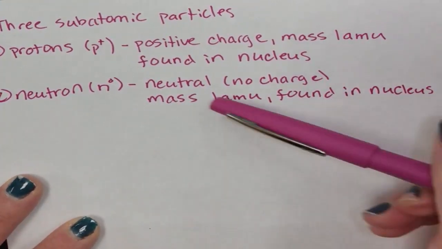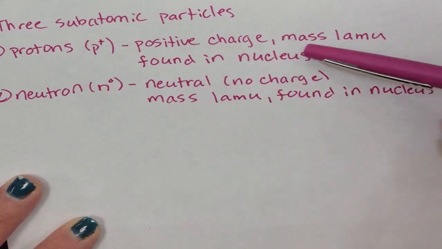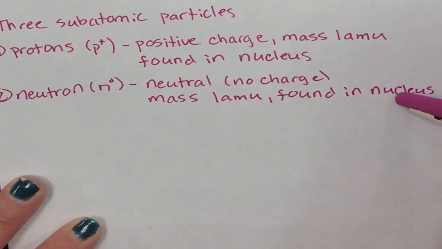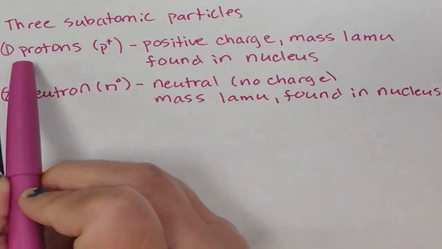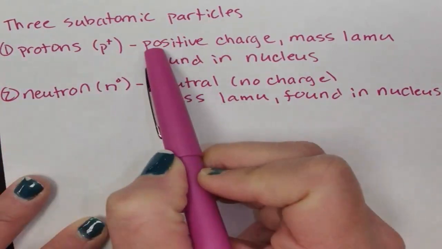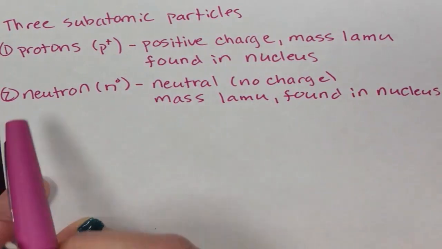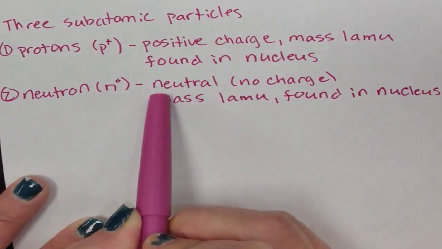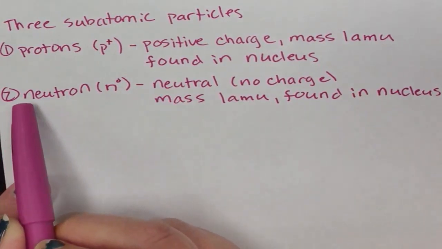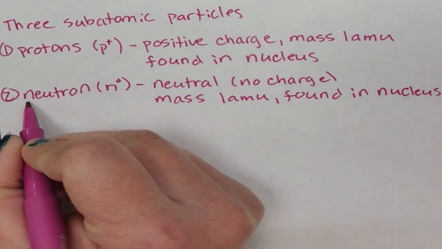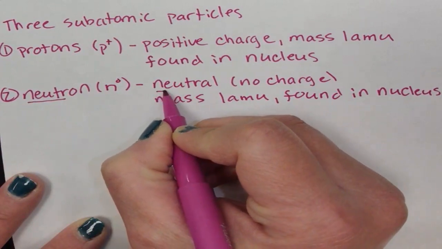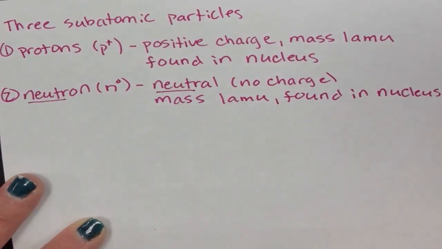All right, so what do we notice about protons and neutrons? They both have a mass of 1. They're both found in the nucleus. The difference here is protons have a positive charge. I remember that, P for proton, P for positive. Neutrons have no charge. They are neutral. And I remember that because the first 5 letters of neutron, N-E-U-T-R, are also the first 5 letters of neutral.